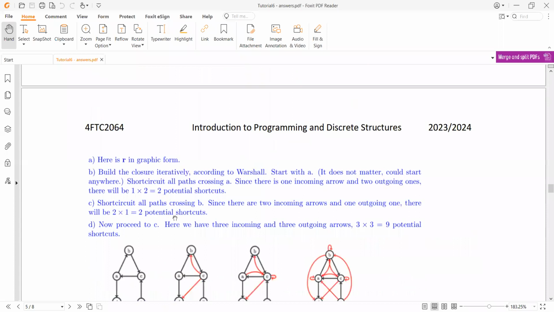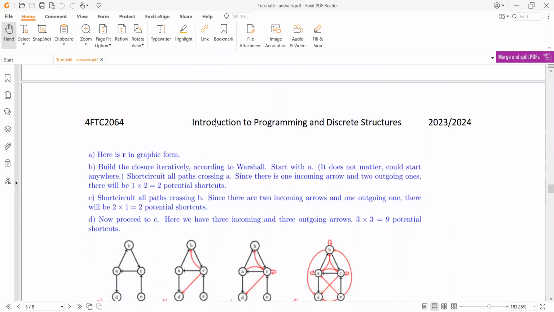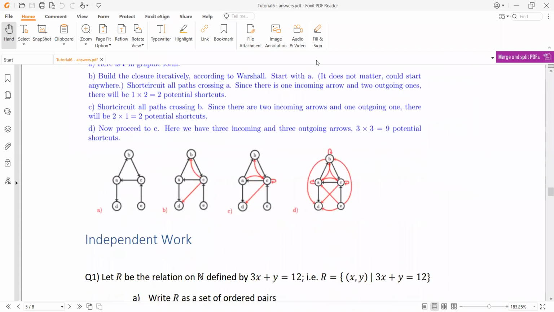Last question is, okay, can you use the Warshall method in order to find out the transitive closure of this relation? Yes, of course. So first step, draw the relation. So I'm gonna draw the relation, which is here.